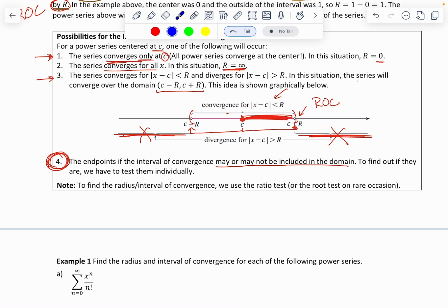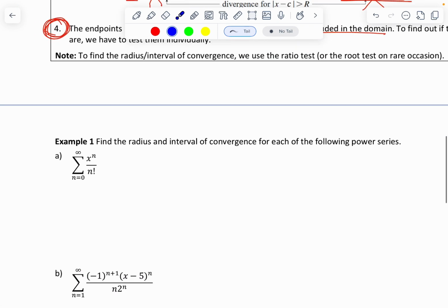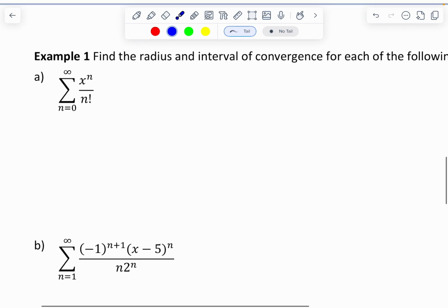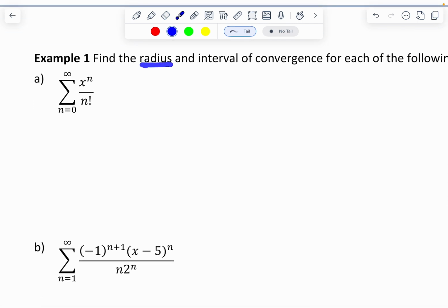One thing you will notice in this section, in order to find the radius and interval of convergence, we're going to be using the ratio test. You can also use the root test. On very rare occasions does it come up for us to use the root test, especially on the BC exam. So let's put this to work. Let's find the radius and interval of convergence for the following.